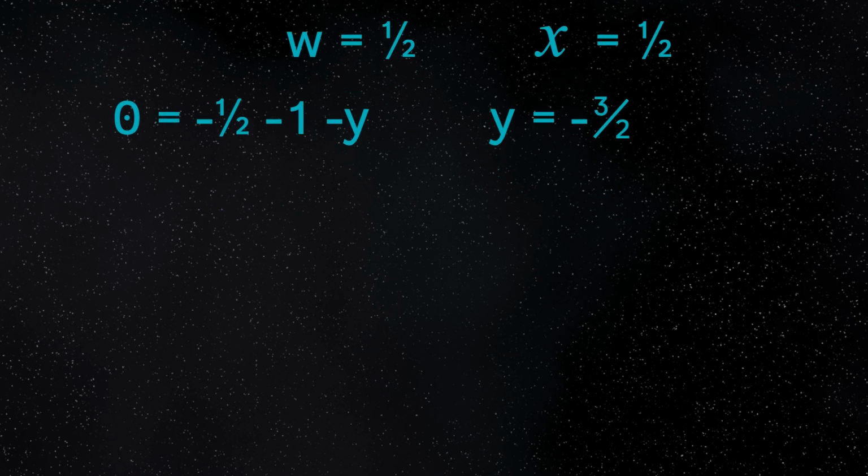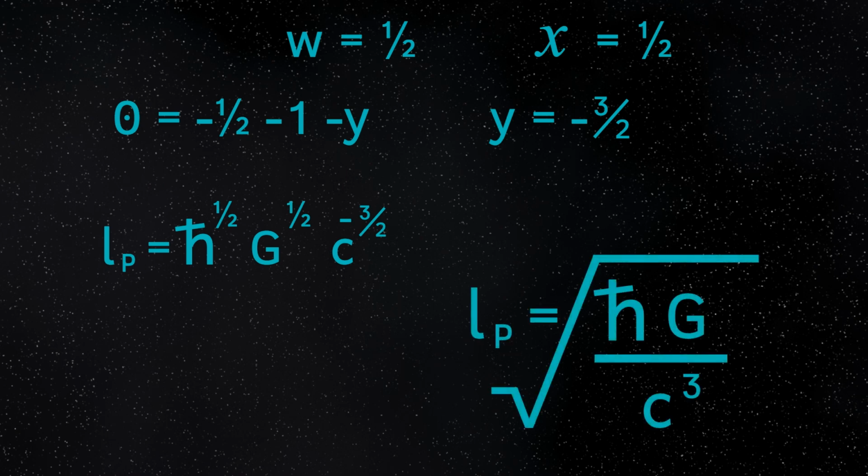This means that our Planck length equation is now L_P, that's the Planck length, equals h bar to the half multiplied by G to the half multiplied by c to the minus 3 over 2, which then is the square root of h bar times G divided by c cubed. So that gives us what we know is the equation for the Planck length.